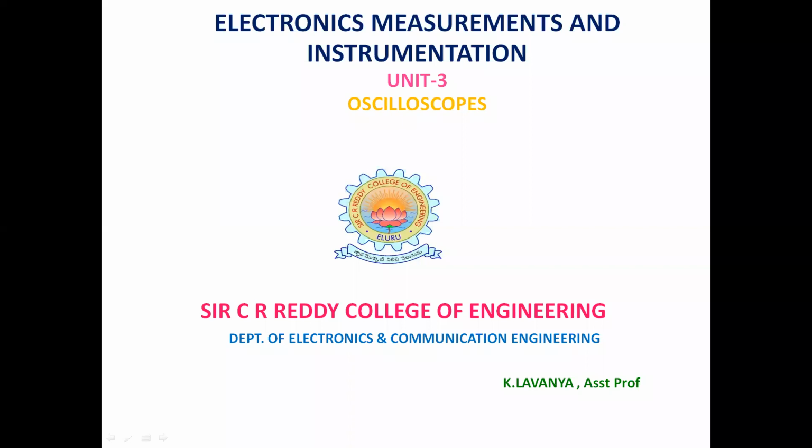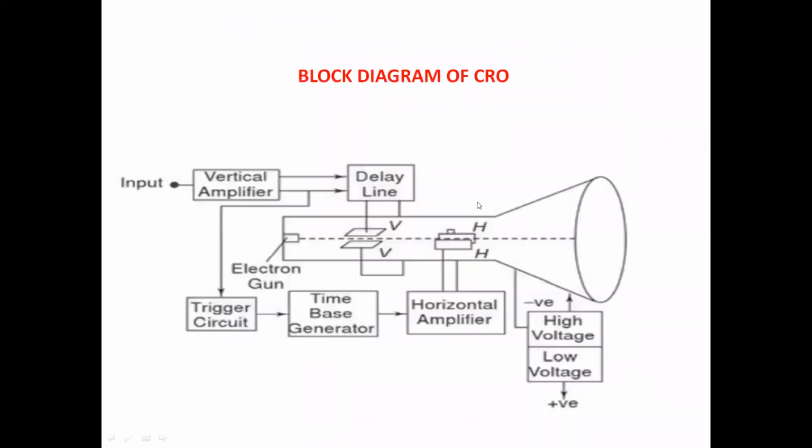In last class, we had studied about some of the blocks of the cathode ray oscilloscope. In today's class, we will continue the remaining blocks. Once again, I will explain what the different blocks in the CRO are.